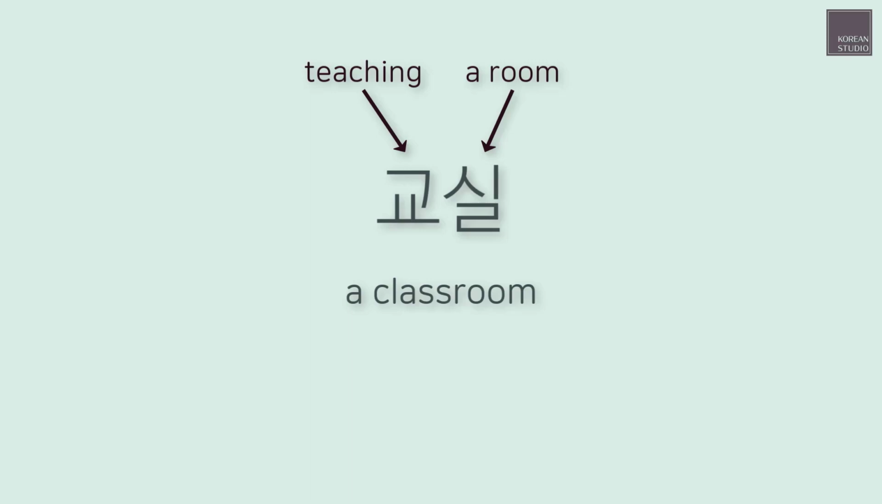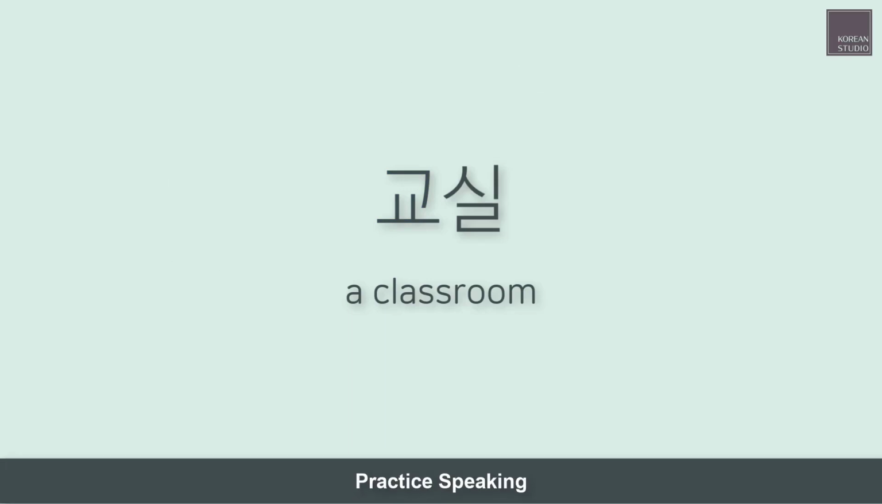Now in the previous lesson, we mentioned that in 학교, 교 refers to the school. And although both 학교 and 교실 both have 교, they're based on different Chinese characters. One means school and the other means teaching. Let's first practice saying the classroom, 교실. Repeat after me. 교실.